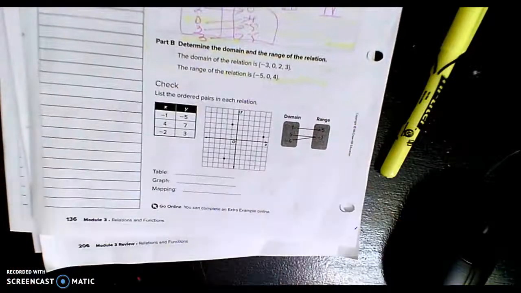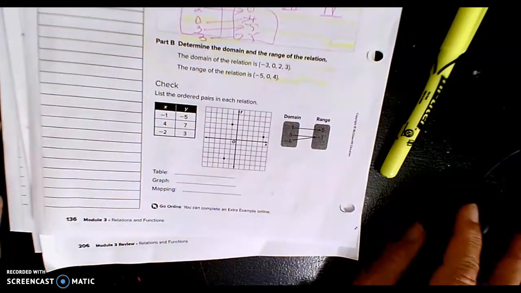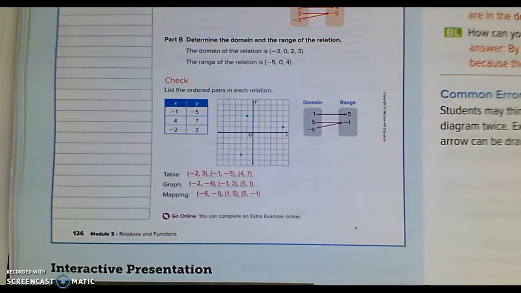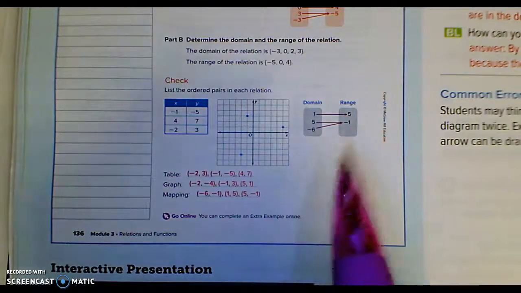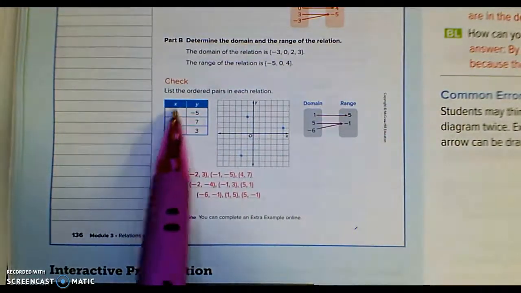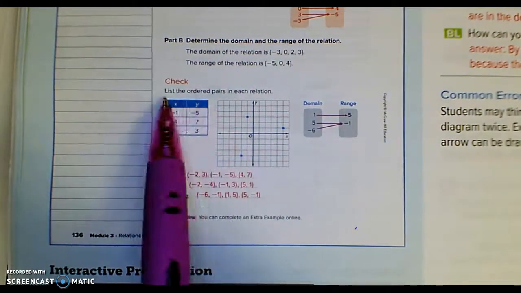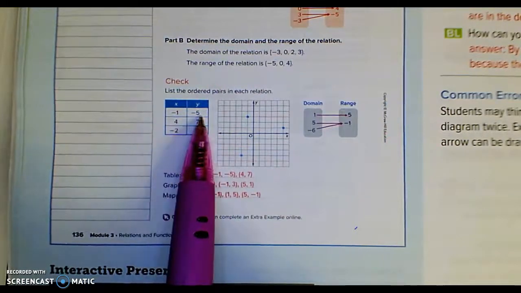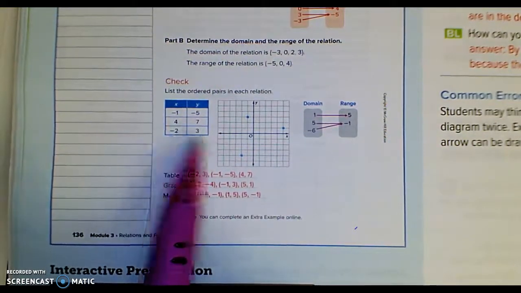Determine the domain and range of the relation. I'm going to press pause. And I'm not the neatest of writers, so I am cheating and using the answer key. Let's see if it's right. The domain is, okay, we had to do part, oh sorry, I had to do this part over here. So list the ordered pairs in each relation: negative 1, negative 5, 4, 7, negative 2, negative 3.